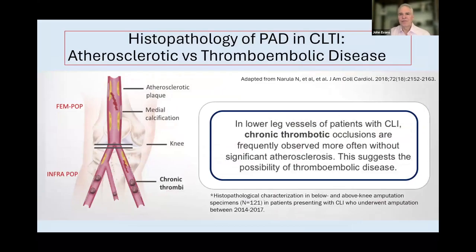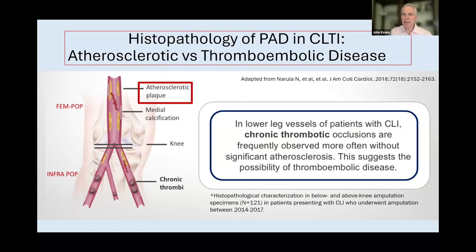I bring this up because there's a very important point that I'd like to make that I was not aware of at all before I started doing research on this. When they look at the anatomy and histopathology of atherosclerosis in the legs, it appears to be different than that of the heart. Narula has published a number of papers looking at amputations of the leg, and he compared above-knee amputations versus below-knee amputations. And they found that in above-knee amputations, the histologic changes in the arteries were very similar to that of the heart when atherosclerosis develops.